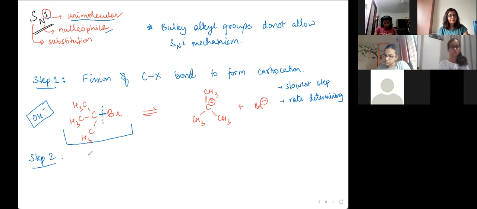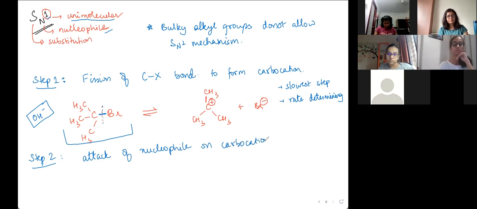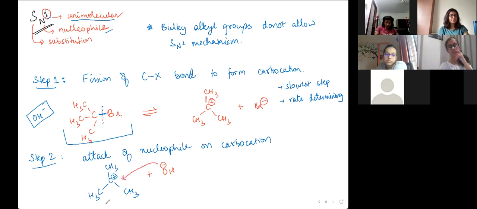Yeah. So step two. Once the ions are formed, the nucleophile, now the OH minus, is going to step in. Here a positive charge is created, so negative is attracted to positive. So, attack of the nucleophile on the carbocation. We have the carbocation. Then the nucleophile attacks, so negative charge attacks positive charge, and gives your final product. This is a faster step. So this does not really decide the rate.